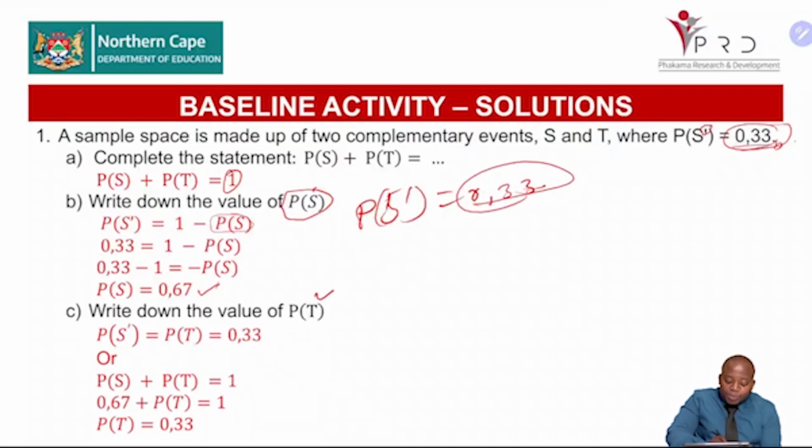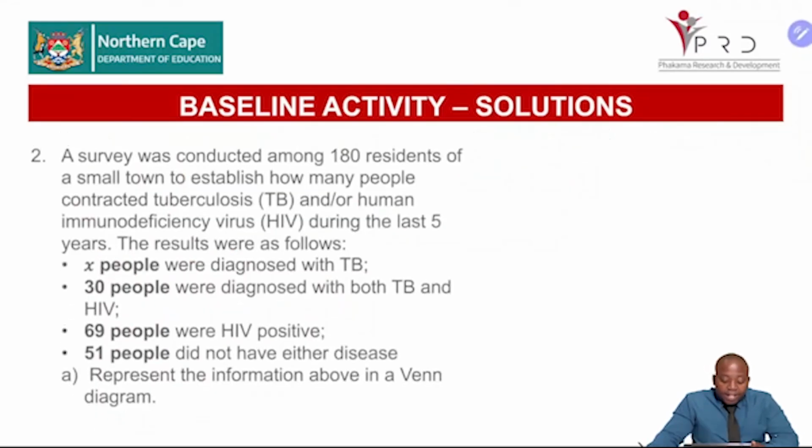So in these simple terms, write down the value of the probability of T occurring. The probability of T occurring is the probability of S not occurring, because they cannot occur at the same time. Or we can say the probability of S plus the probability of T equals 1. The probability of S occurring was 0.67, plus the probability of T equals 1. Then we see the probability of T equals 0.33. Let's look at number 2.